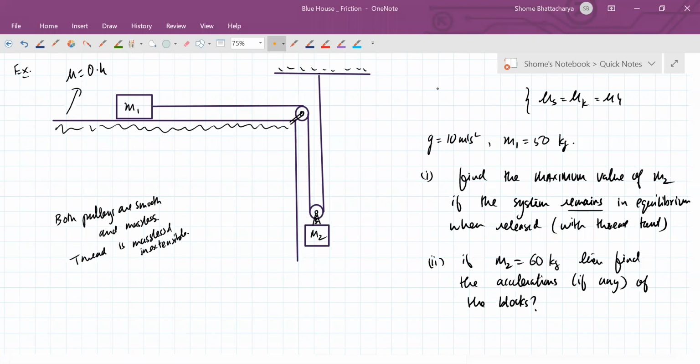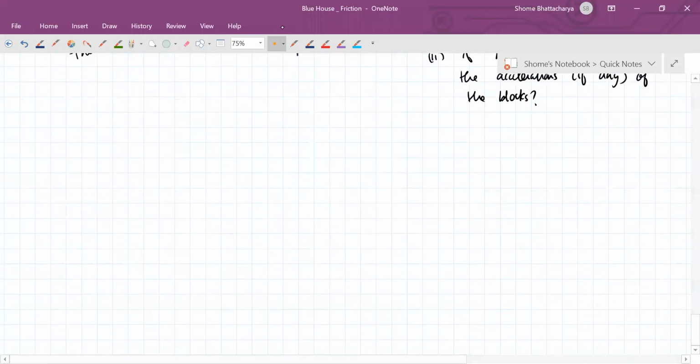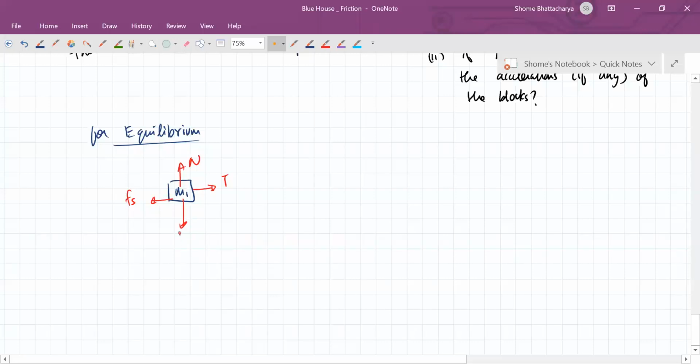Okay, so let me confirm the answers. So you can obviously see the condition for equilibrium. What we want is that for the block M1, this tension should get balanced by static friction. But then the question is how much static friction is available to us? And the answer to that is coefficient of friction into weight.